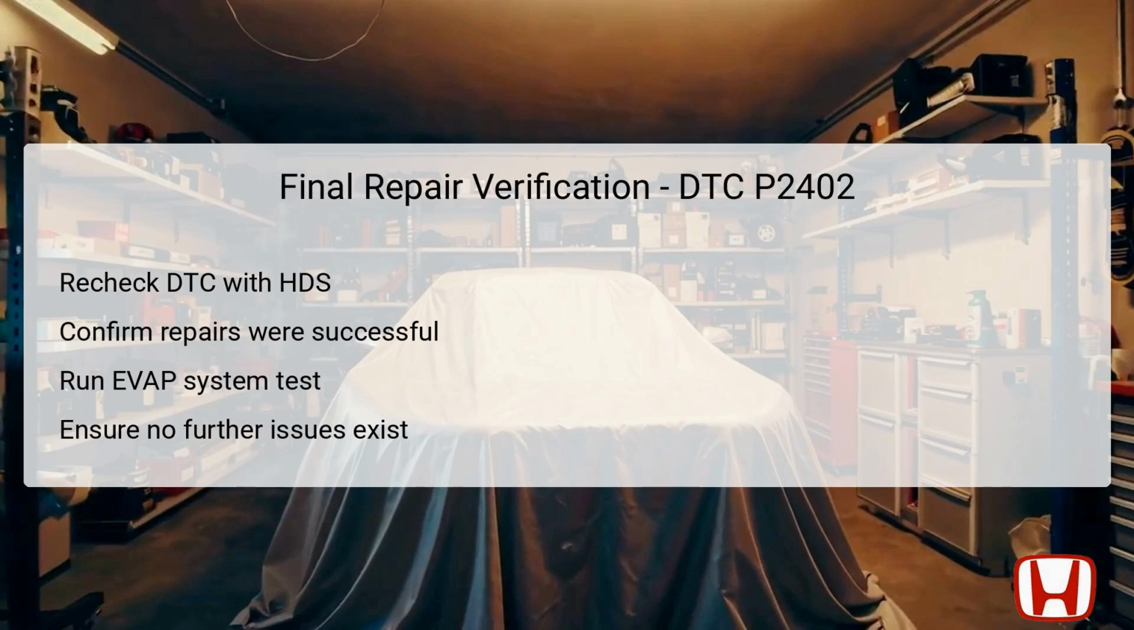Upon completing repairs related to DTC P2402, it's paramount to verify that the rectifications were indeed successful. Begin by rechecking DTCs using the Honda Diagnostic System, HDS, to confirm that the previous fault code has been cleared and does not reappear. A successful verification indicates that either the EVAP leak check module was replaced correctly or any wiring issues have been effectively addressed.